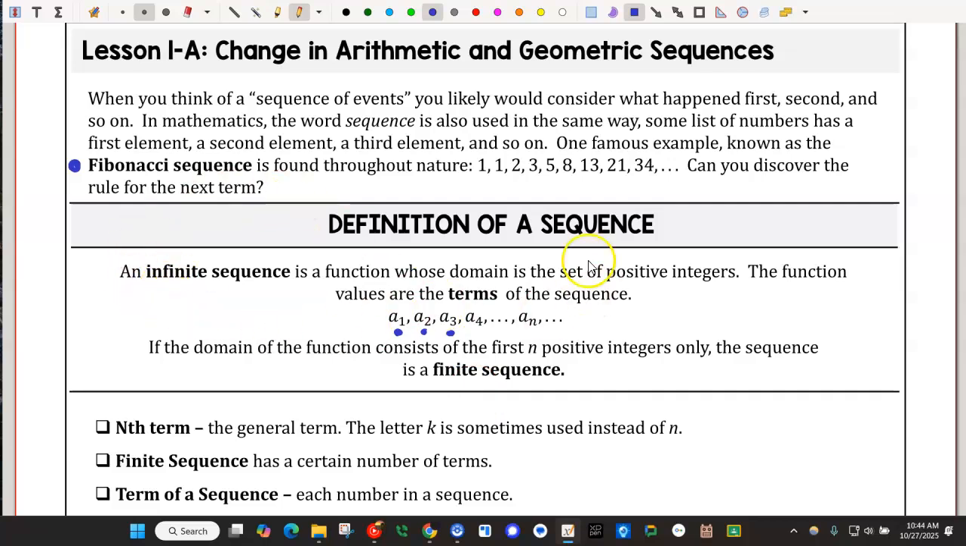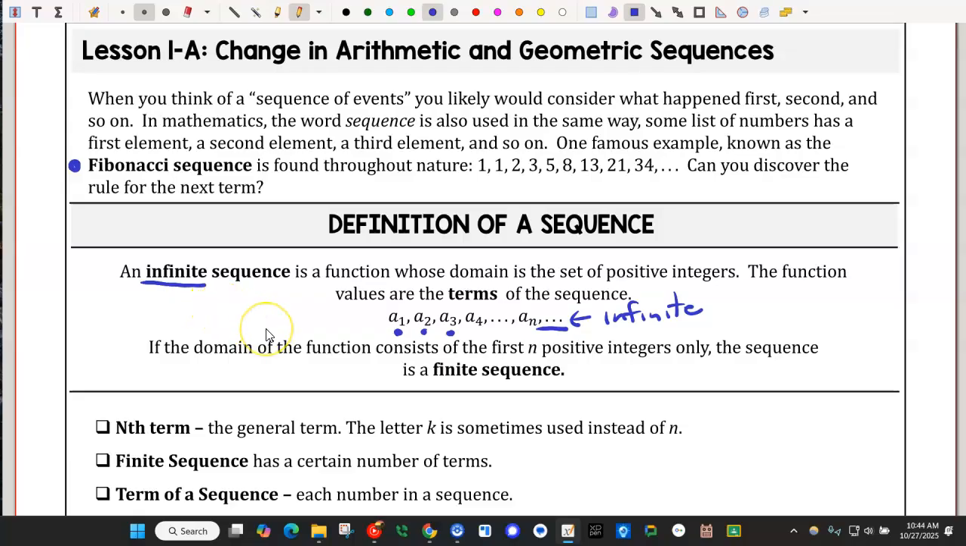All right, and you can have several types of sequences. You can have an infinite one, which of course goes on forever. So anytime you see that dot, dot, dot at the end, which is called an ellipsis, that means it's infinite. So that dot, dot, dot means it keeps on going without ever stopping.